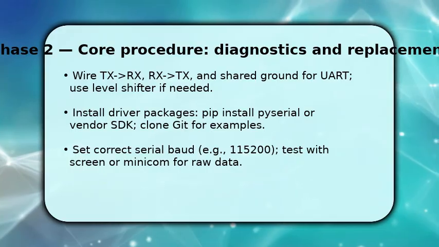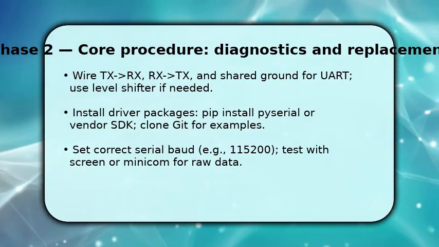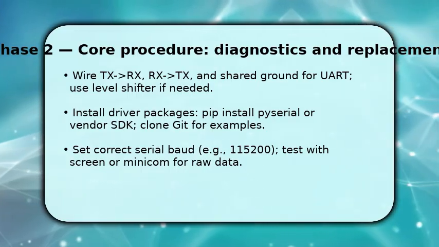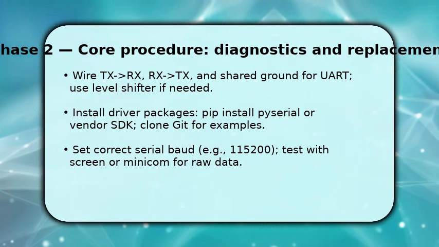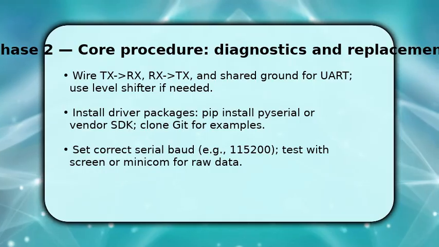Then, install the vendor SDK or a common library like PySerial. Clone example code to speed testing. Set the serial baud rate to the device default, often 115,200. Finish by running example scripts and integrating with your stack.